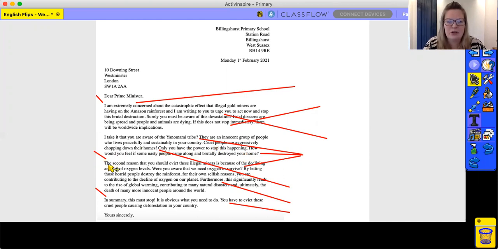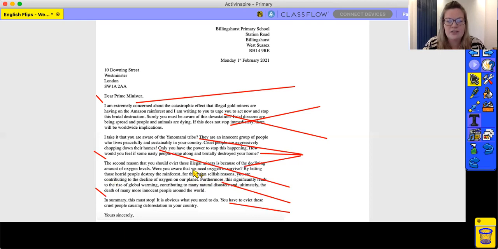In my next paragraph, I've gone on to my second reason and I've started it using "the second reason", so they know I've got one reason here and this is my second one. "The second reason that you should evict these illegal miners is because of the declining amount of oxygen levels. Were you aware that we need oxygen to survive?" Now, I would hope the Prime Minister would know this, but it's a good question to throw in to make him really think about the implications of what I'm speaking about. "By letting those horrid people destroy the rainforest for their own selfish reasons, you are contributing to the decline of oxygen on our planet."